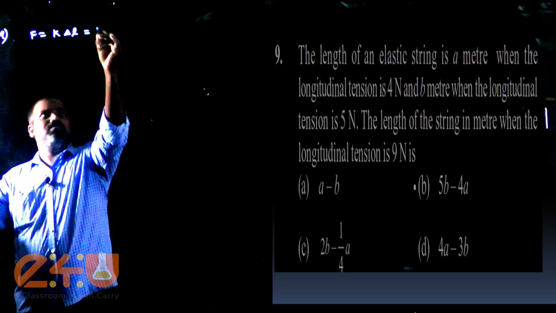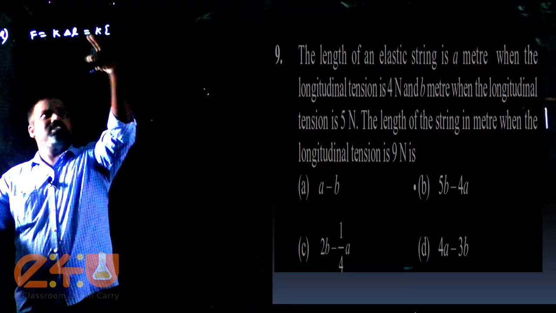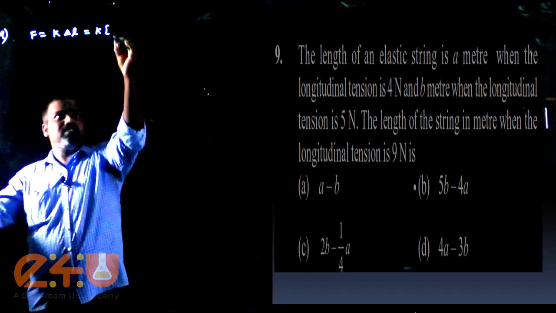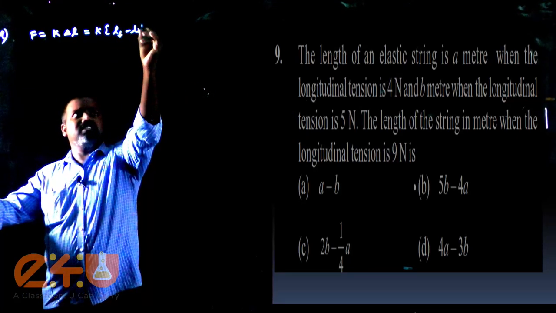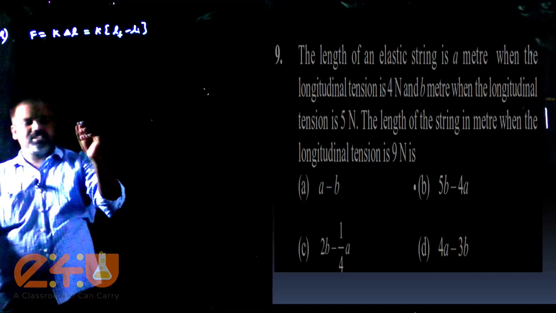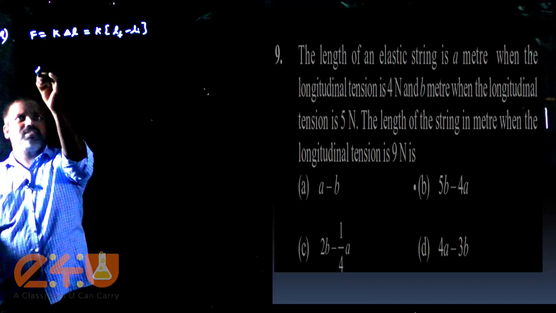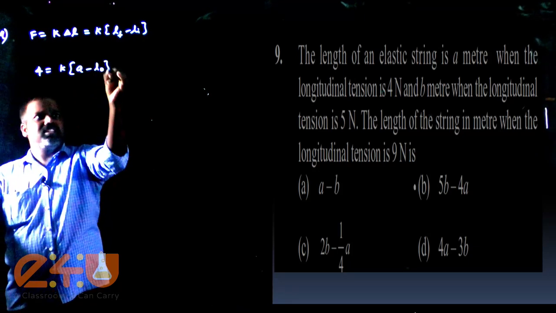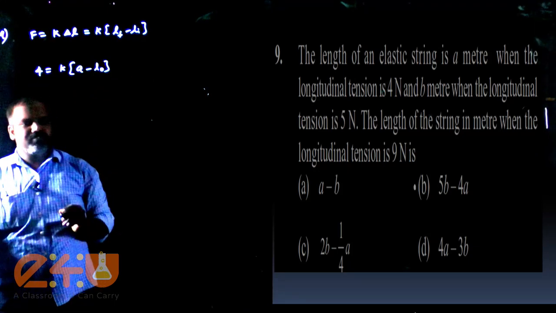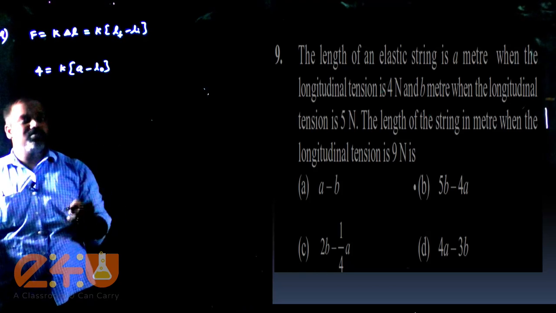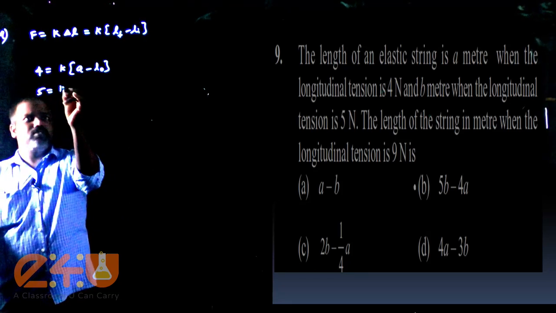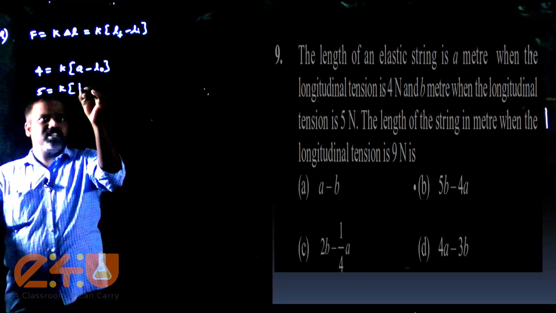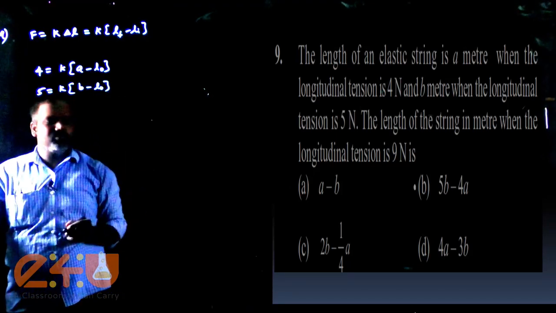So delta L is nothing but L final minus L initial. The new length is given to be A meter, so this is L final minus L initial, the general formula. For this case, when force is 4 newton, the corresponding length is A meter. The initial length is taken to be L naught for our reference. So 5 is equal to K into, the next force is 5 and the corresponding length is B, and the initial length is L naught.